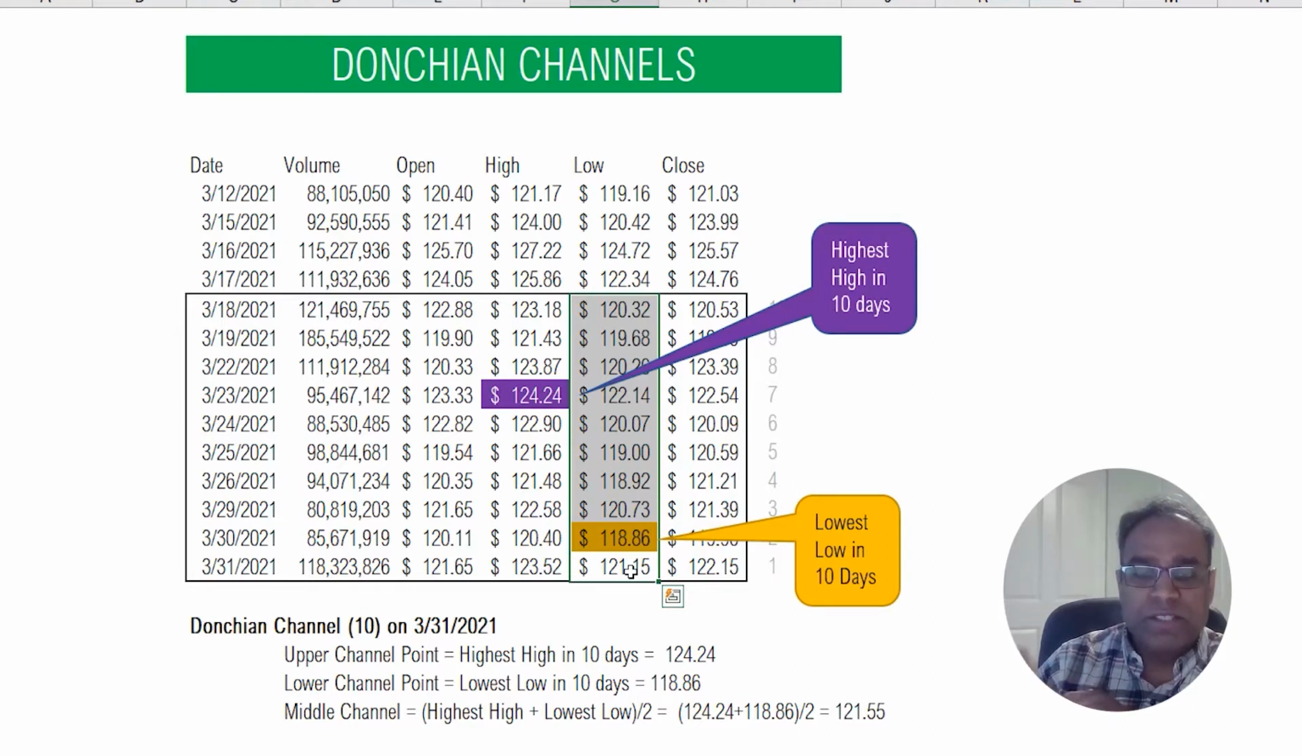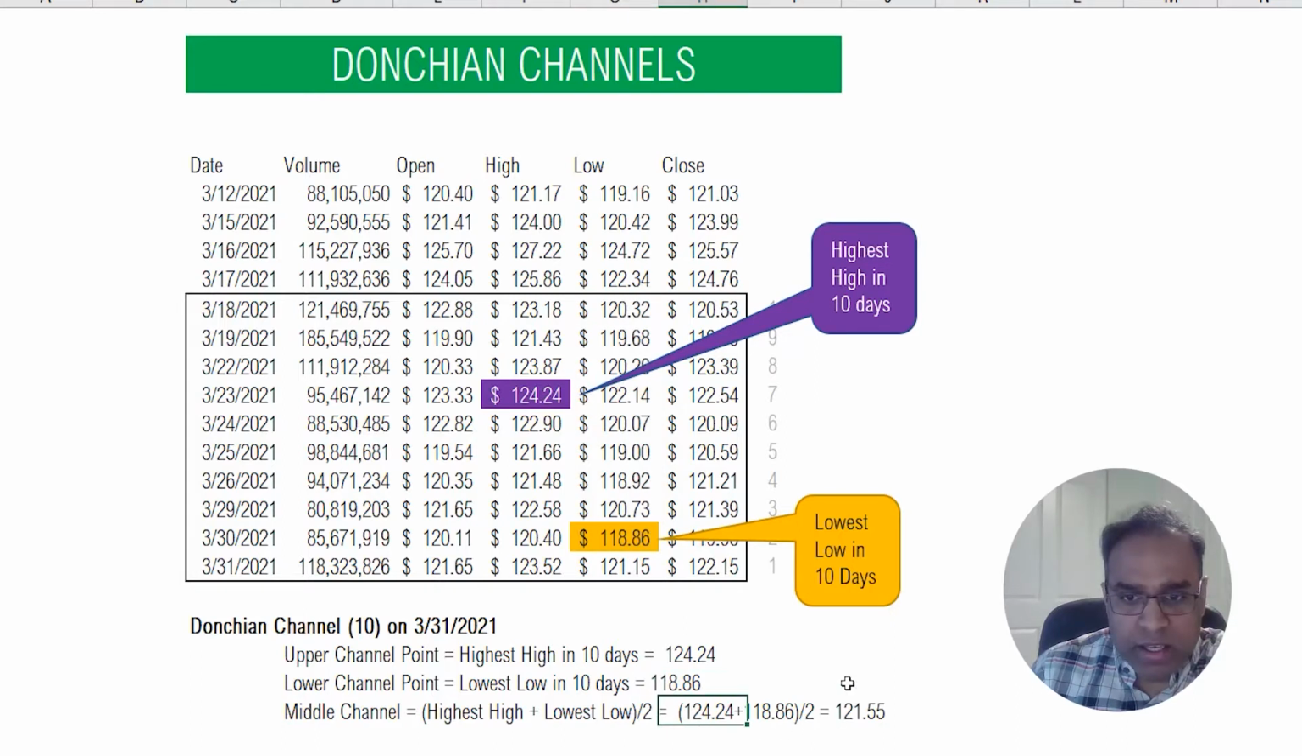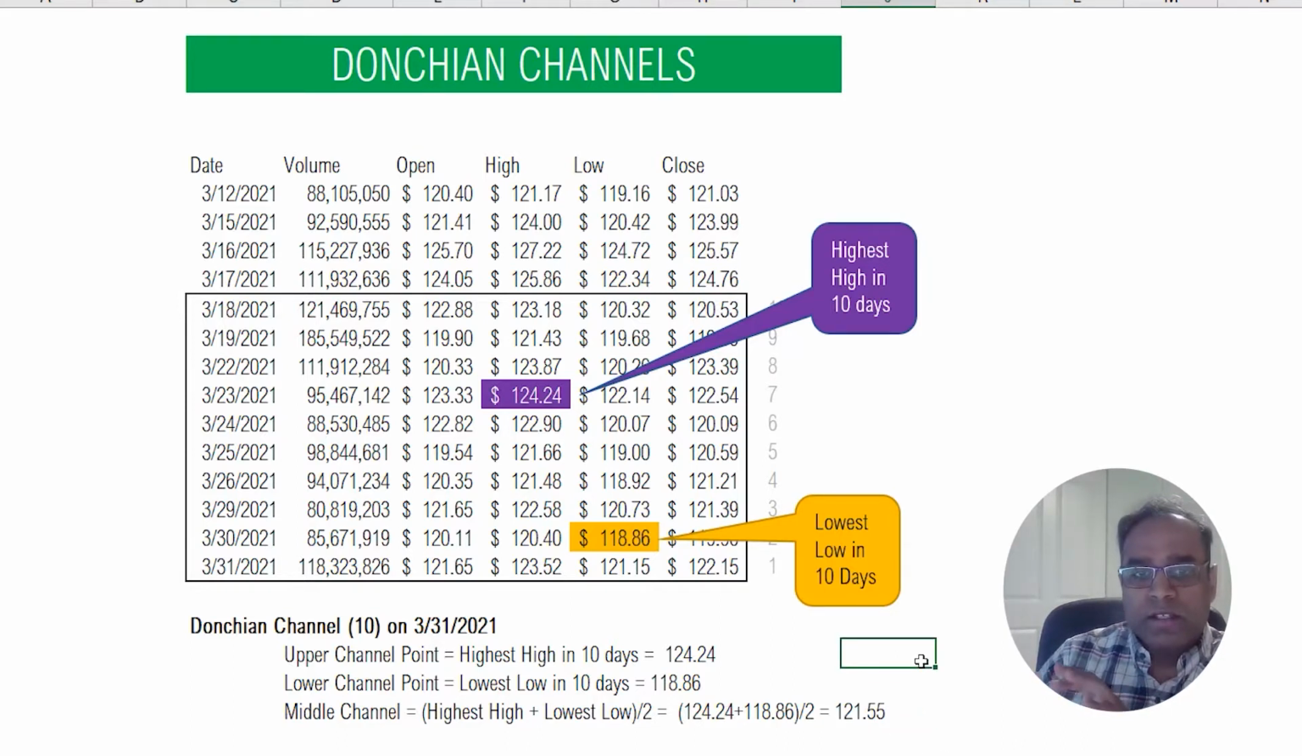However, the concept is the highest high is at the top, the lowest low is at the bottom, and the middle channel is nothing but the midpoint between the upper and the lower. So we take the upper channel point value 124.24 and 118.86, add them and divide by 2, and we get 121.55. So that is the midpoint. This is what the calculations related to Donchian channels are: upper channel point, lower channel point, and the middle channel.